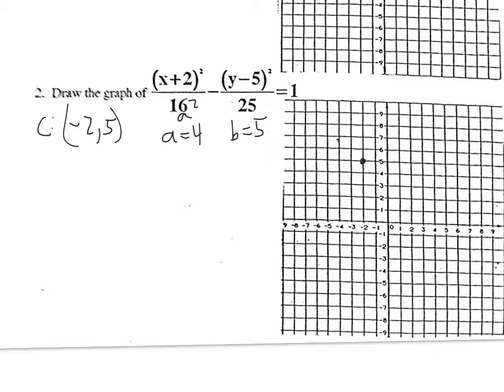Just like we did with the ellipse, since the a is underneath the x, we are going to go right and left 4 units. 1, 2, 3, 4, put a point. 1, 2, 3, 4, put a point. These are vertex points, because I know my hyperbola is opening sideways. Those are vertices. Now, what I do with the b value, I go up and down 5. 1, 2, 3, 4, 5. 1, 2, 3, 4.